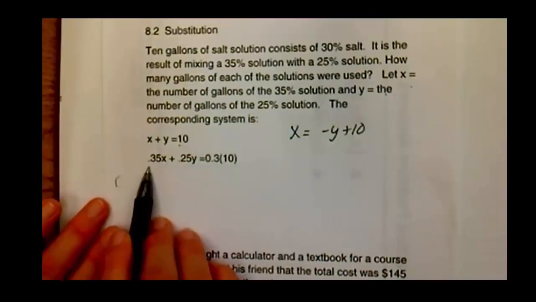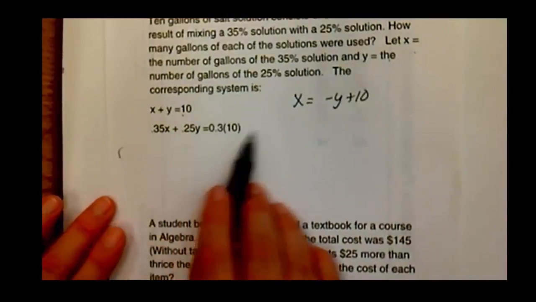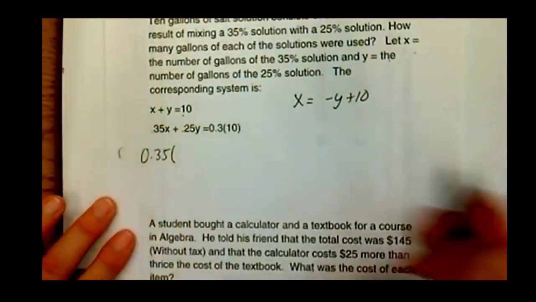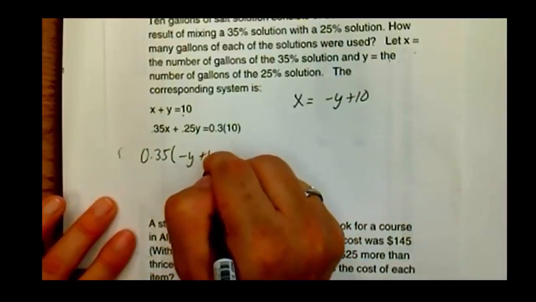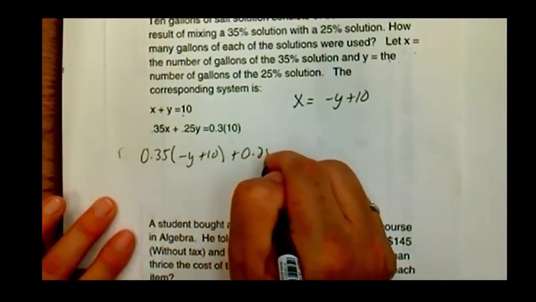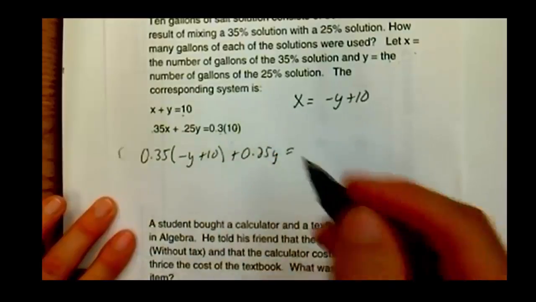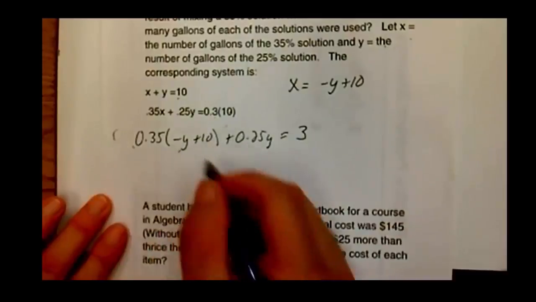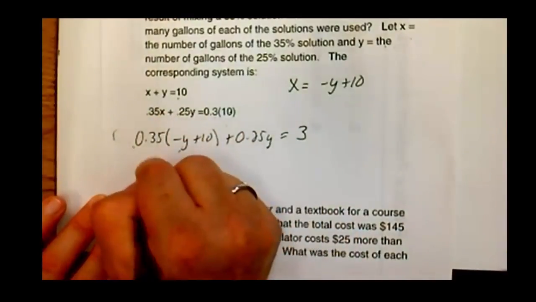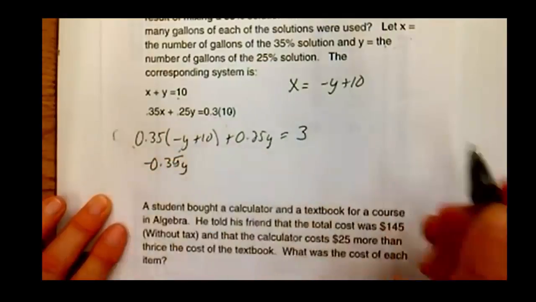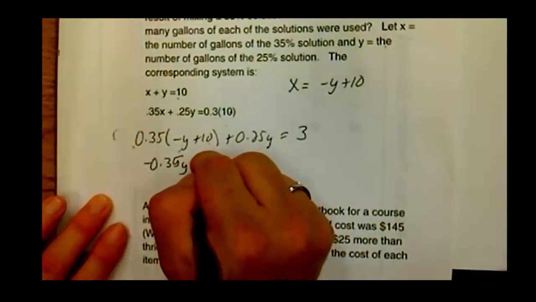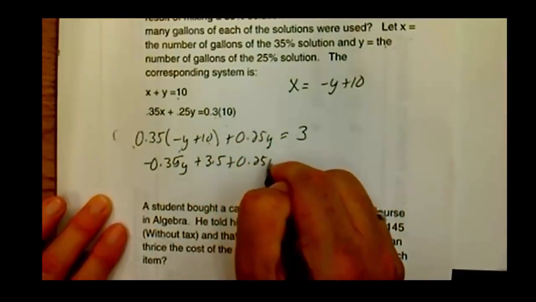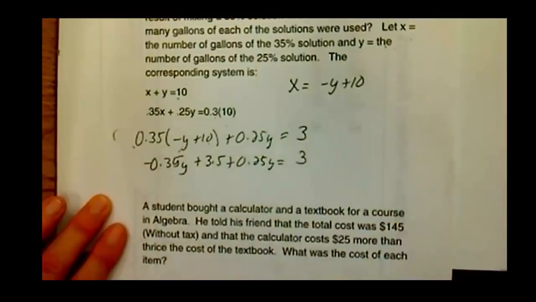We'll leave it as decimals this time instead of replacing it and putting it in there. So if I replace X with that, I'm going to have 0.35 times a negative Y plus 10 plus 0.25Y. 10 times 0.35 is going to give me plus 3.5, and plus 0.25y is equal to 3.